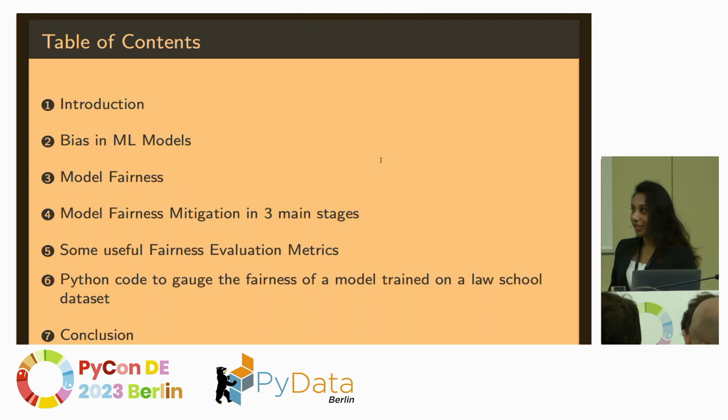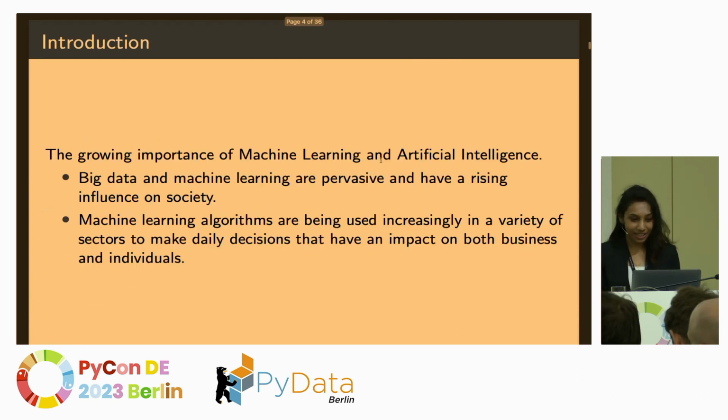I'll give you an agenda of today's talk. First, we'll start with the introduction. Then we'll move on to what bias in ML models means. And then we'll see what model fairness is. Then we'll move on to model fairness mitigation in three main stages of the ML model pipeline. Then we'll see some useful fairness evaluation metrics, followed by Python code to gauge the fairness of a model trained on a law school dataset, followed by the conclusion. So let's hop into the introduction.